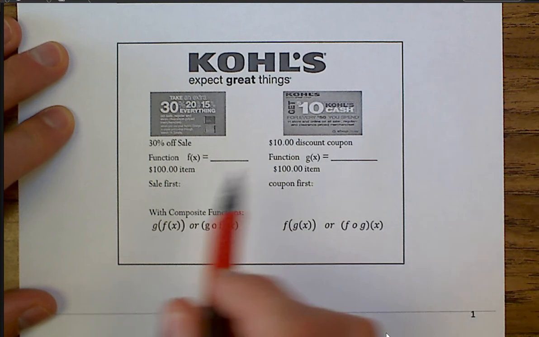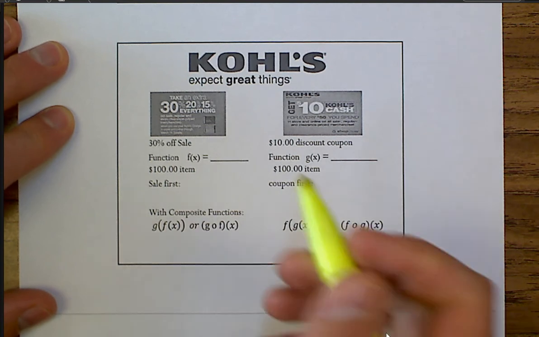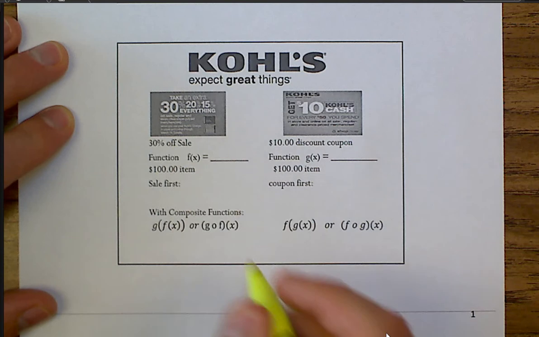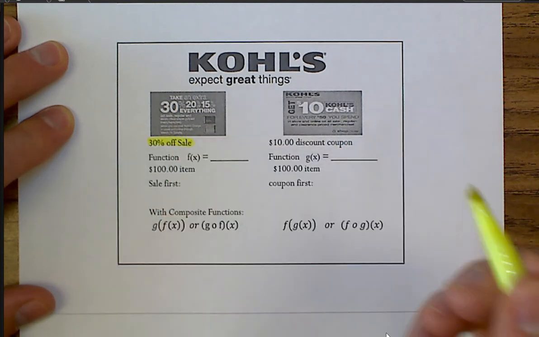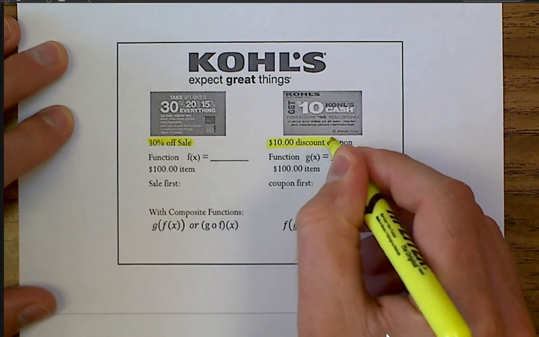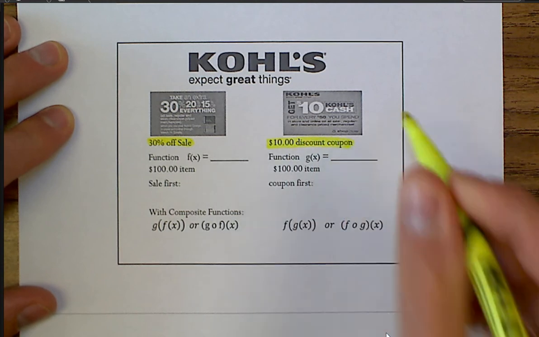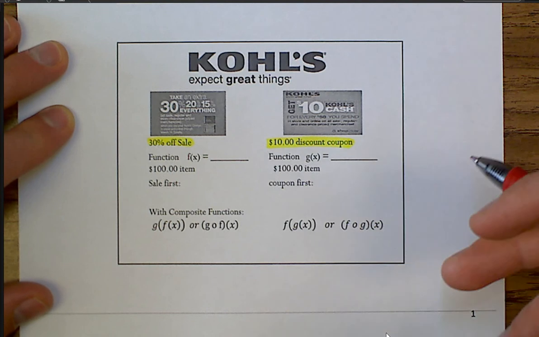There are two situations taking place when you go to Kohl's. The first thing I want you to understand is you have a coupon for 30% off. You also have a coupon that is just a $10 discount, so you can save $10 off of one item. Usually at Kohl's or at any other place, you can only use one coupon at a time, and you can't apply more than one coupon per visit. But stay with me here. Let's just imagine that you can use both.